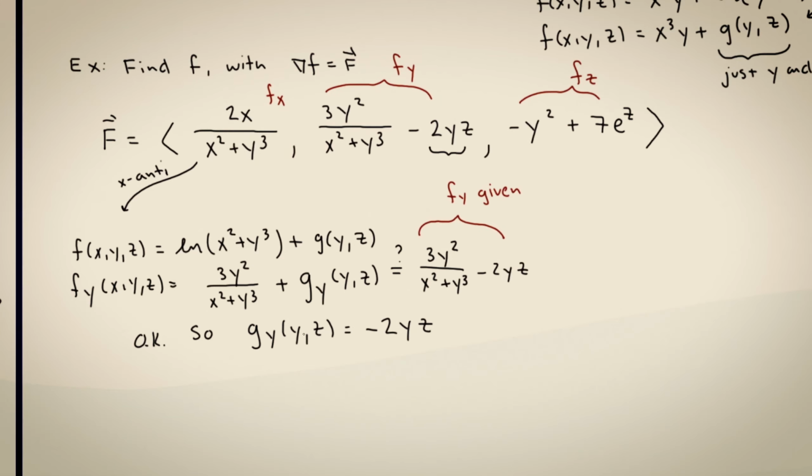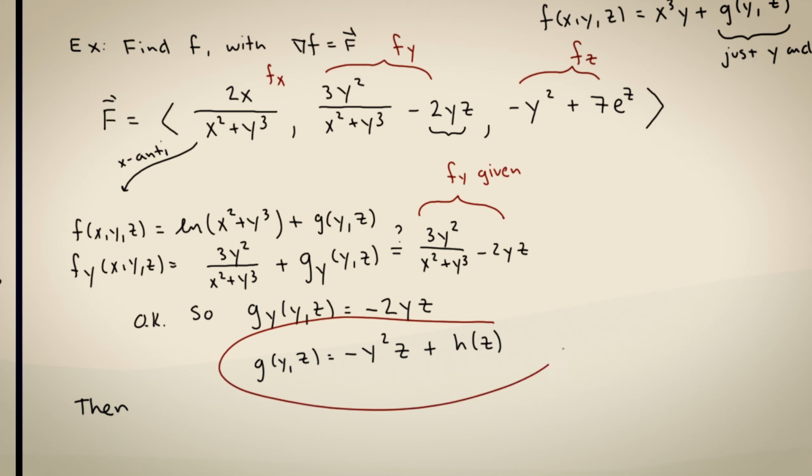So if the y partial derivative of my mystery function is supposed to be negative 2yz, then I can take a y antiderivative of this, and I know that the mystery function must have been negative y squared z. And I want to put some arbitrary constant on the end, except anything that had just z's in it would have gone away. So I need to have another mystery function. This time the mystery function is going to only have z's in it.